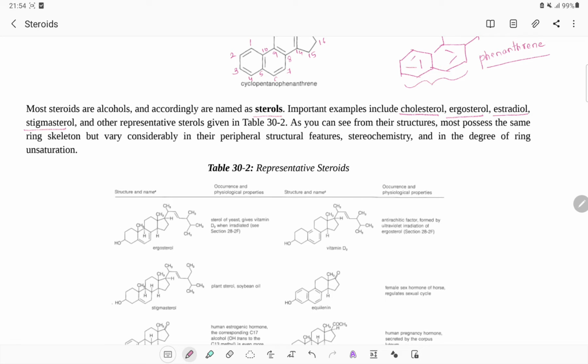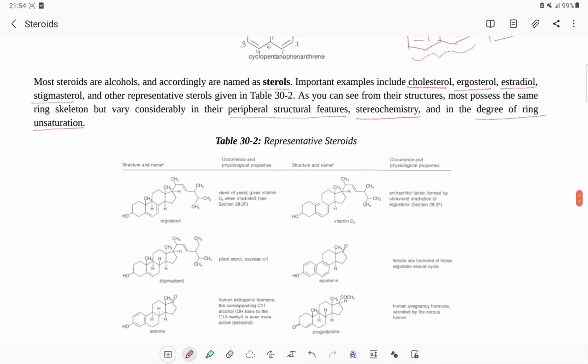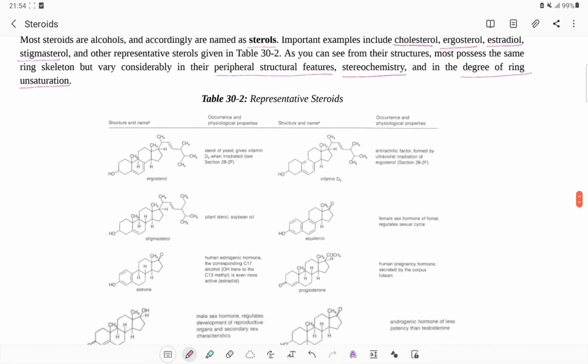Now we can see from their structures that most of them possess the same ring skeleton, but their peripheral structural features, their stereochemistry and the degree of unsaturation all differ. That means the peripheral structural features after the 17th carbon atom, what long chain is present, what the stereochemistry is, whether it is alpha or beta stereochemistry, and the degree of ring unsaturation, whether it is highly unsaturated or there is no unsaturation like in the cholesterol system. Let us look at some representative steroidal systems.